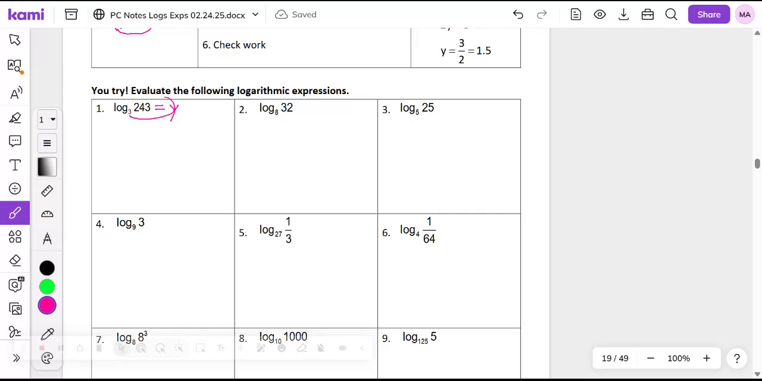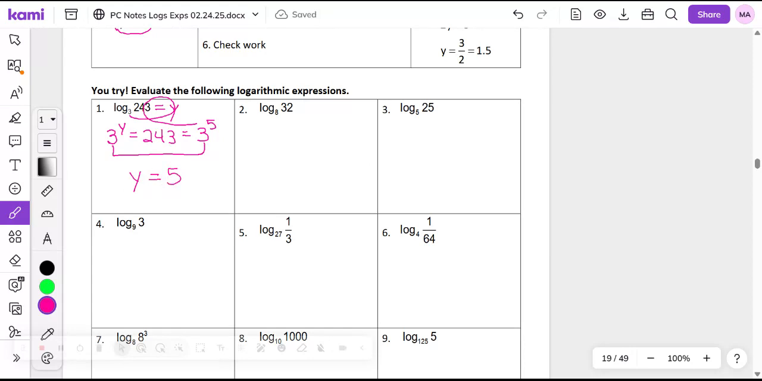We're going to convert it to exponential form because we have a single log on one side. So we have 3 to the y equals 243. And that's one of those numbers that we should start to get to know. So 243 is 3 to the 5th power. So again, we have 3 to the y equals 3 to the 5th. Therefore, y must equal 5.